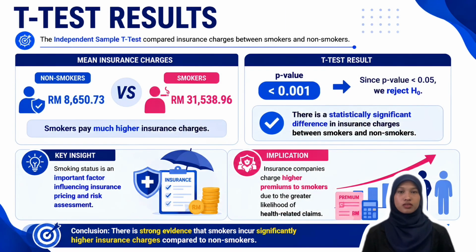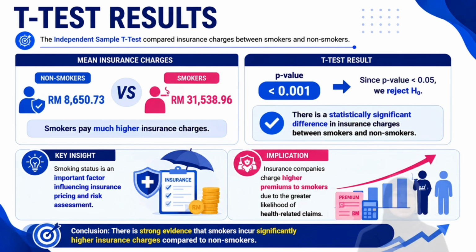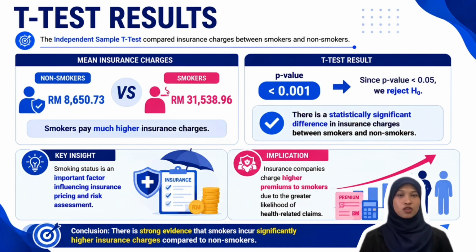Based on the results, non-smokers recorded a mean insurance charge of 8,650.73 ringgit, while smokers recorded a much higher mean insurance charge of 31,538.96 ringgit. The p-value obtained from the t-test was less than 0.001. Since the p-value is lower than 0.05, we reject the null hypothesis.